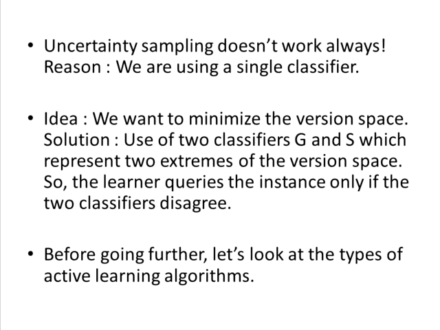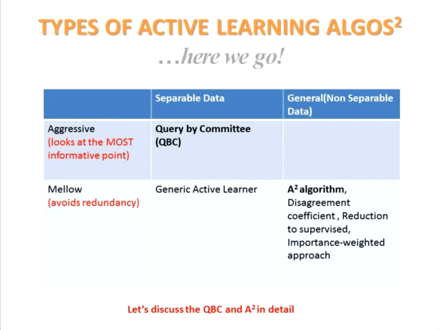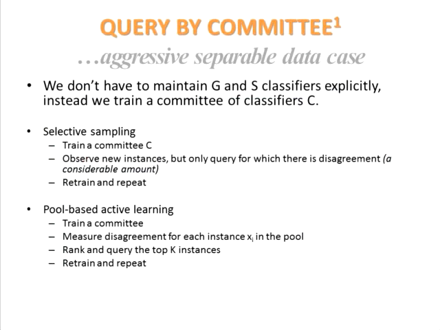Now, before going further, I would like you to look at the distinction in active learning. There are two types of active learning algorithms. One is the aggressive and the other is the mellow algorithm. The aggressive algorithm looks at the most informative point. It wants the most informative point, while the mellow active learning algorithm simply avoids redundancy. Now let us look at the query by committee algorithm, which is an aggressive algorithm for the separable data case.